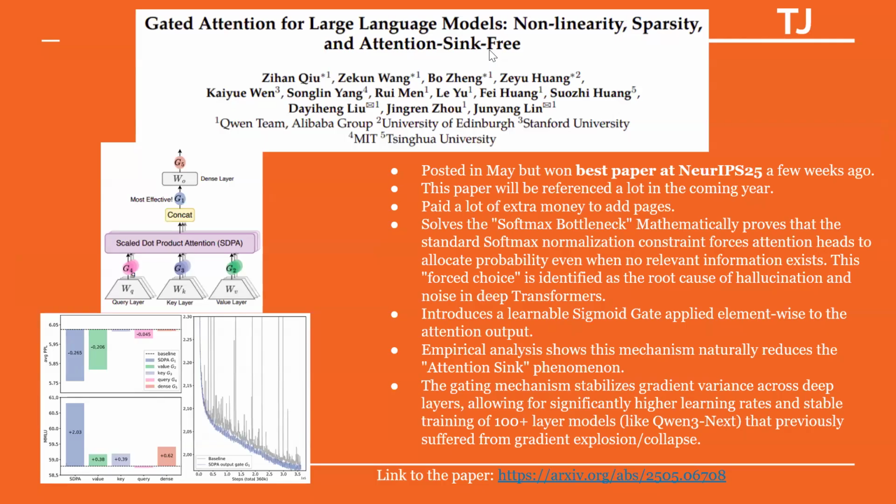TJ, go ahead. Yeah, so this paper, if people were watching or at NeurIPS a couple weeks ago, won the Best Paper Award. It's from the Qwen team out of Alibaba. It was posted in May, but there was a lot of publicity around this paper, and since it won the Best Paper Award, we're going to see a lot of this next year, so it's good to know about it going into the next year.